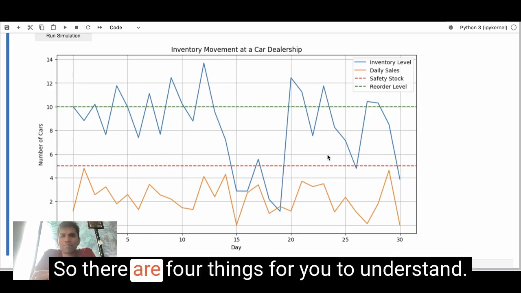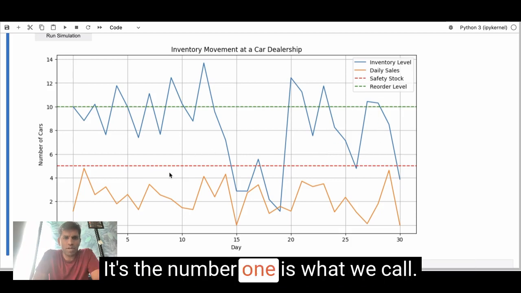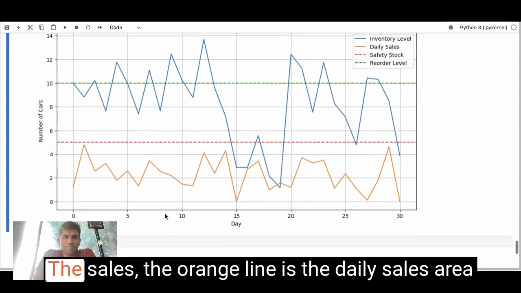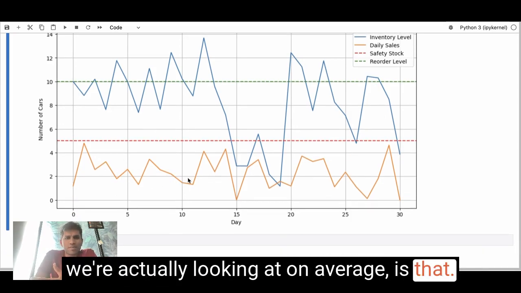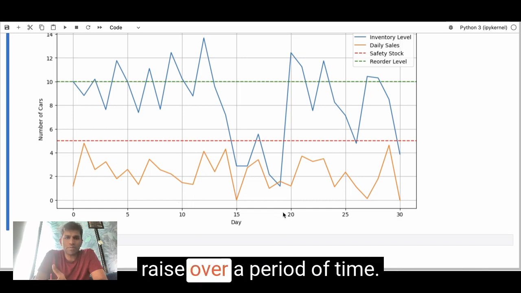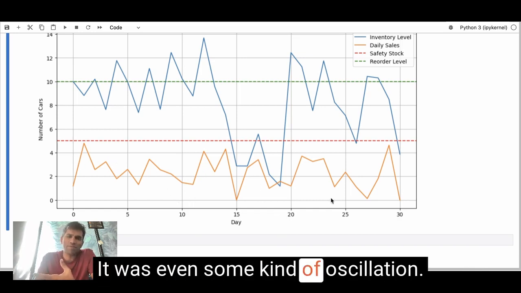There are 4 things for you to understand. Number one is what we call the sales. The orange line is the daily sales that you're looking at. On average it is around 2, and it varies over a period of time. We've assumed some kind of oscillation.